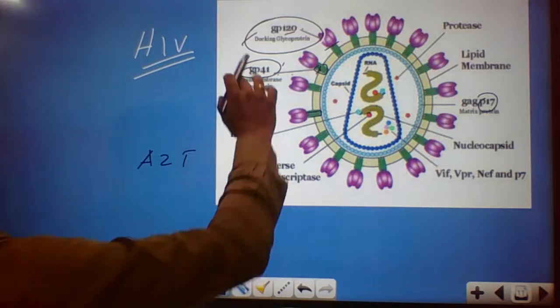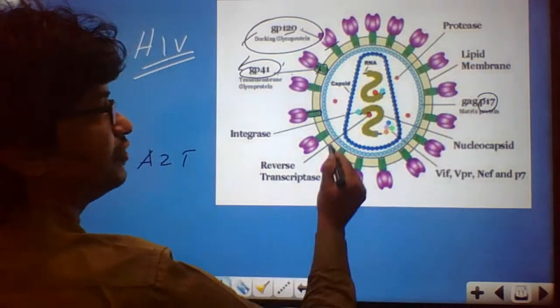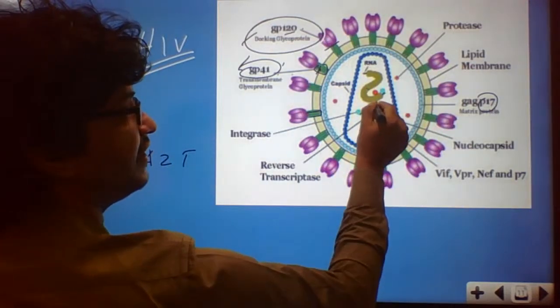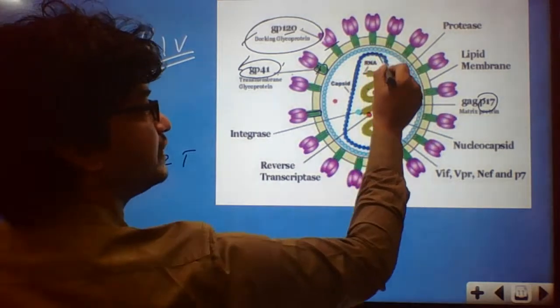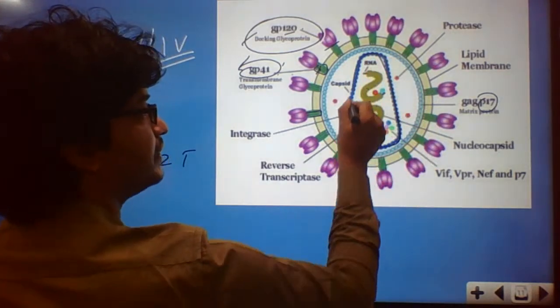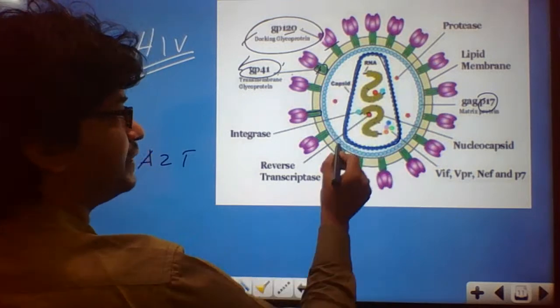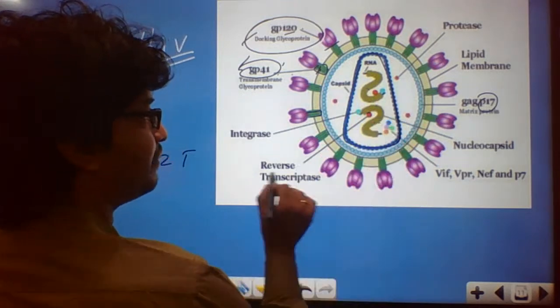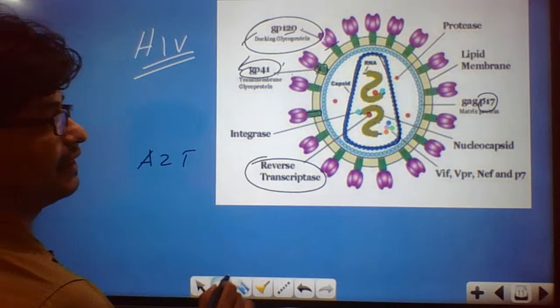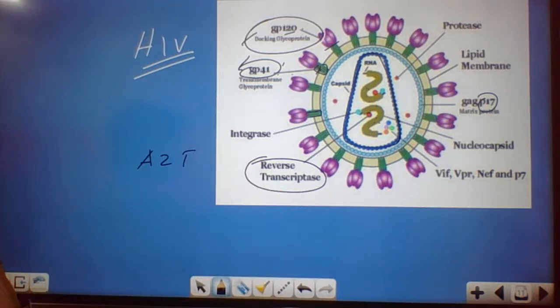Okay. So what are the structures that you could see? This enveloped virus, of course, consists of RNA. You could see the RNA inside, and we have the capsid. This is the capsid, and inside the capsid you could see the main enzyme, which we call the reverse transcriptase enzyme.